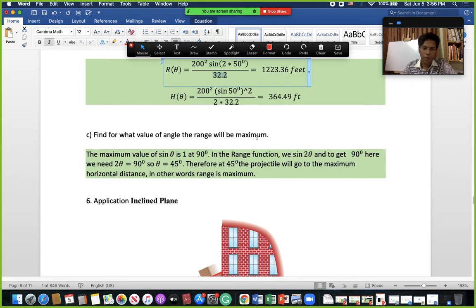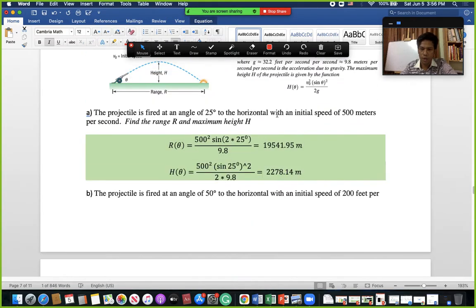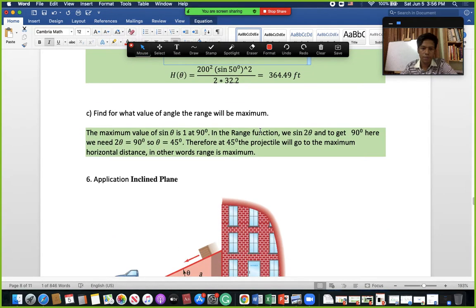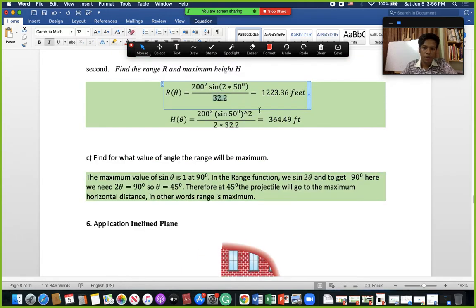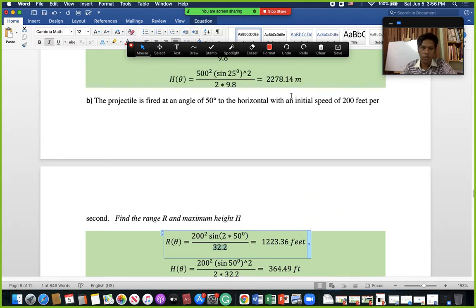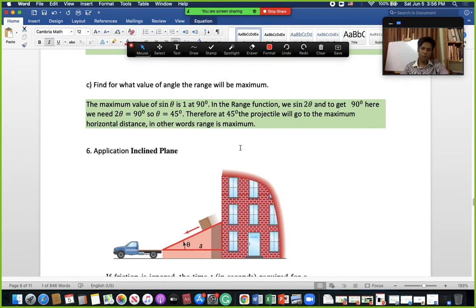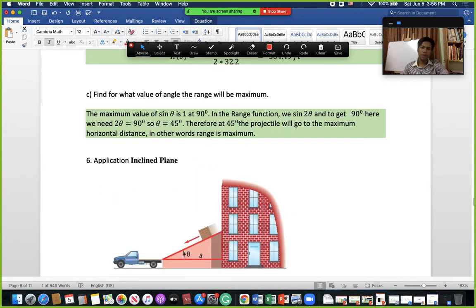Find the value of the range when the range will be maximum. Range will be maximum when sin of 2 theta is 1, because the sine value can be at most 1 here. So that is the reason. This is 2 theta, so if you put 2 times theta equals 90 degrees, the total becomes 90 degrees. That's why 2 theta equals 90 degrees, so theta must equal 45 degrees.